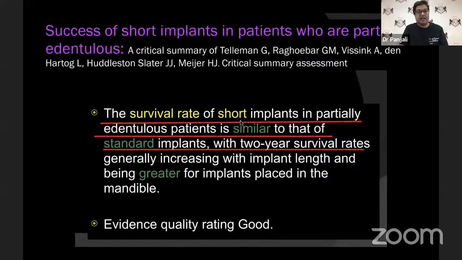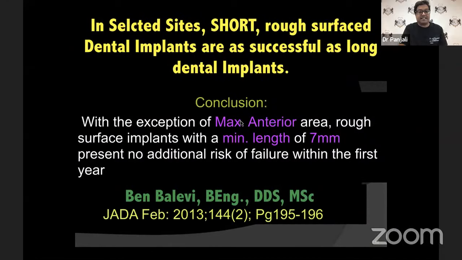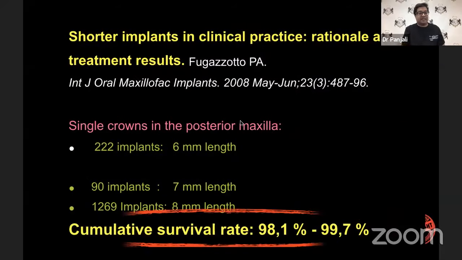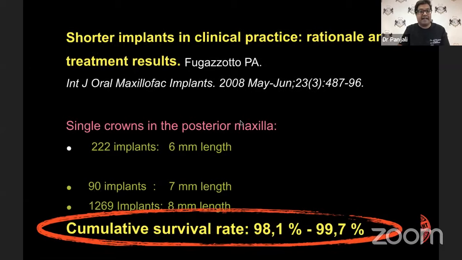You look at this study and it says the survival rate of short implants in partially edentulous patients is similar to that of standard implants with 2-year survival rates, right? Let's look at another study. This is a meta-analysis, by the way. This is the highest amount of scientific evidence we can achieve. And it says that with the exception of maxillary anterior teeth, rough surface implants with a minimum length of 7 millimeters present with no additional risk of failures within the first year. Then we had this other study that was done. Over 2,000 implants were placed with a survival rate of 98 and 99%.